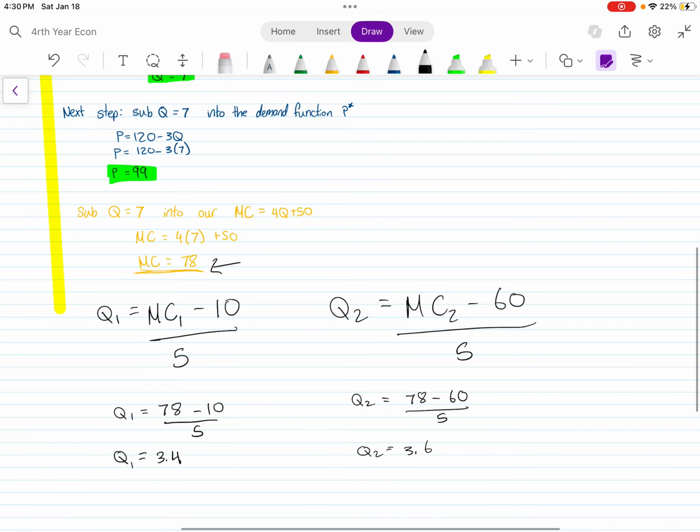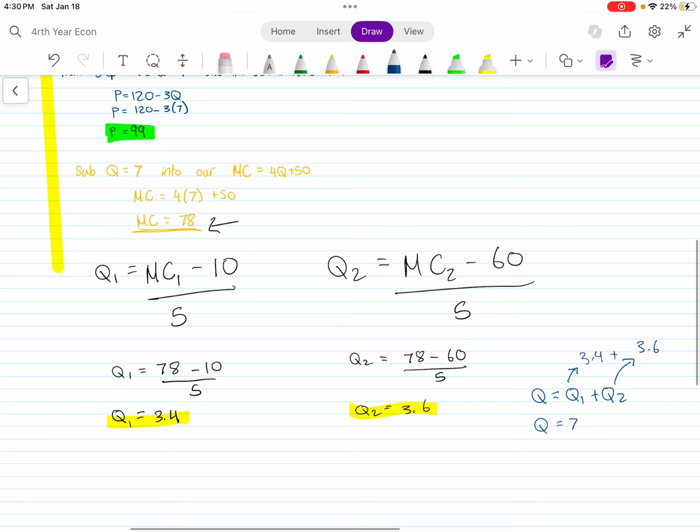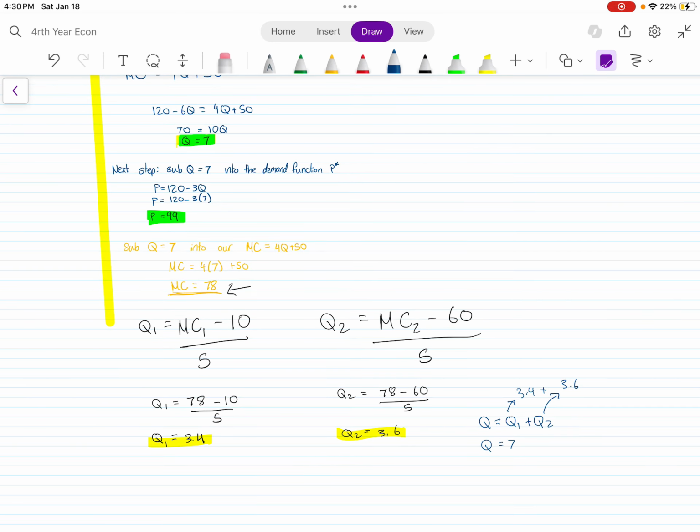And as you can see here, the total quantity for both firms is going to add up to be what Q is right here. So therefore, this is true now, where Q is equal to Q1 plus Q2. We have Q is equal to 7, which is the same as 3.4 plus 3.6. So now we figured out all our variables from the equation. We figured out what Q is, total quantity to maximize profit. We figured out what the price is, and we figured out how much each firm is going to produce.